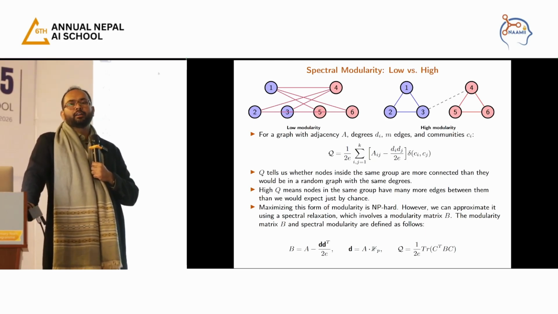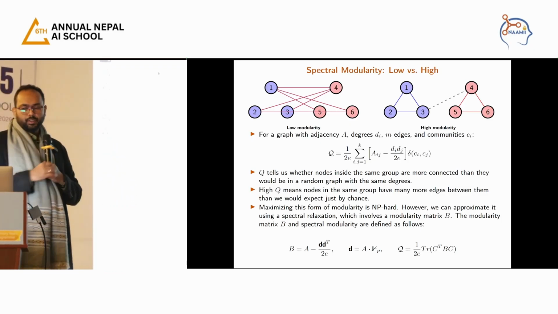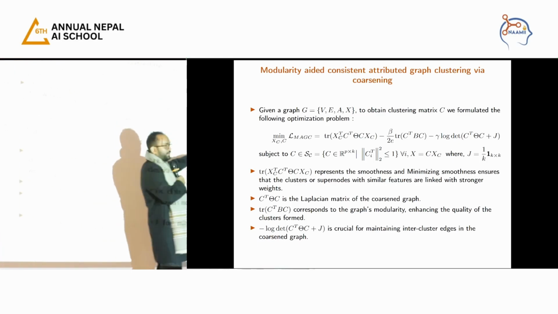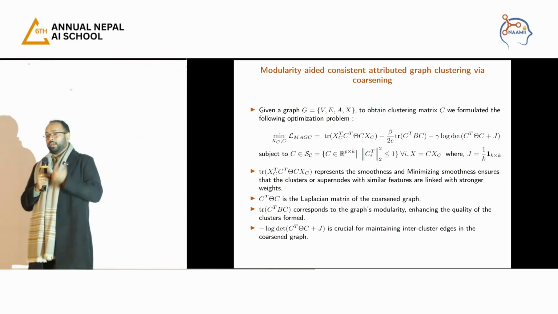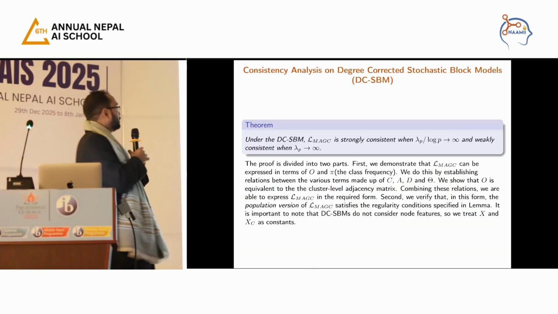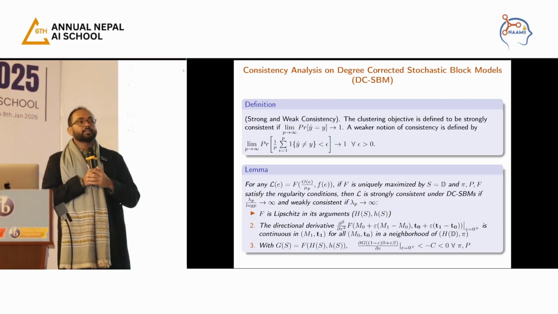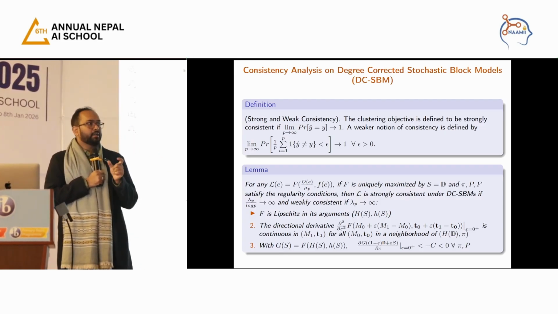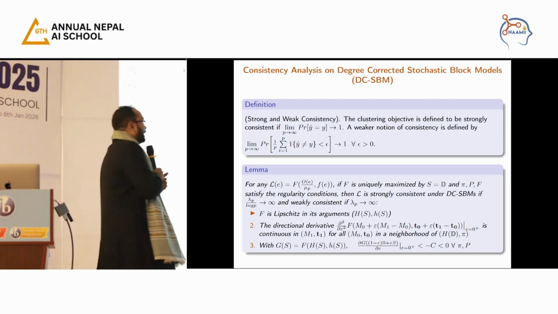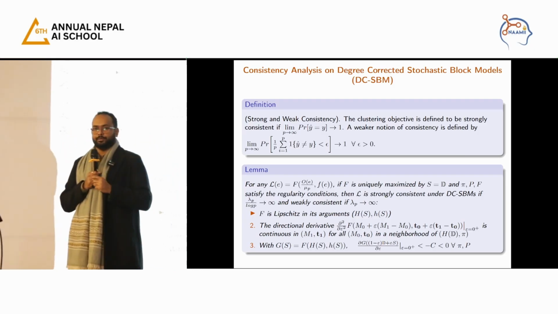So they brought in the idea of modularity. They clubbed the graph coarsening thing with modularity and solved the problem, and the solution was not just solving it with optimization. They also brought some new maths for these problems, where they provided guarantees that this loss function with modularity actually satisfies both strong and weak consistency suitable for clustering.